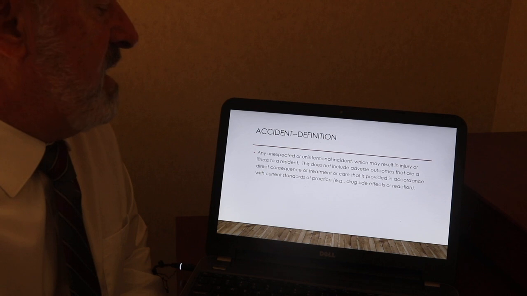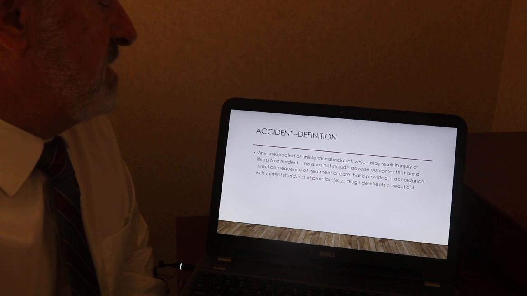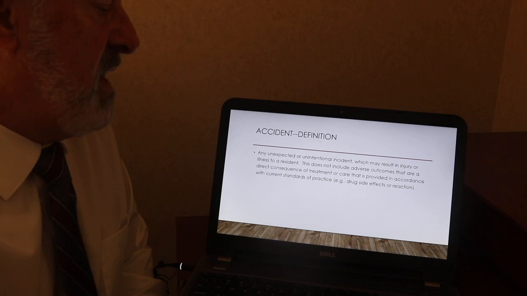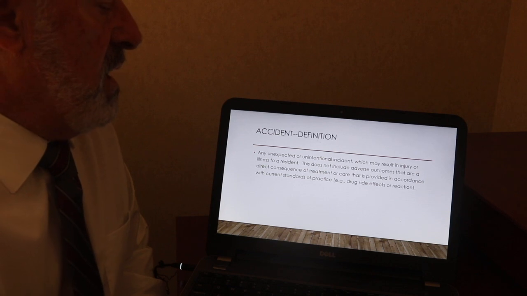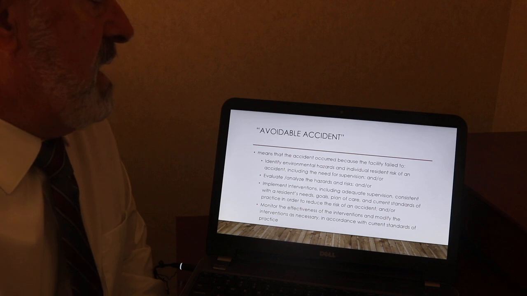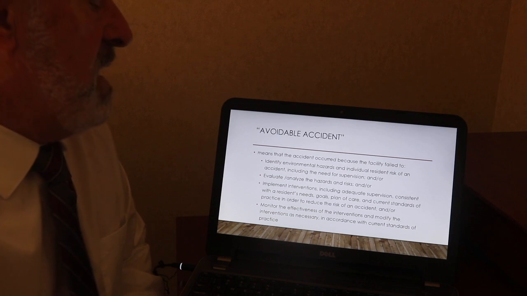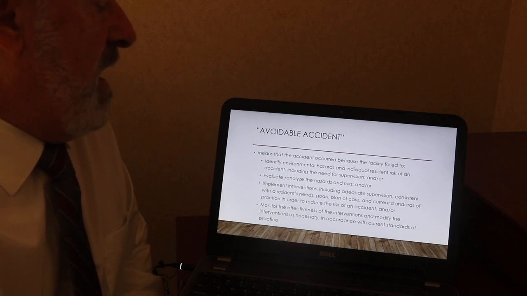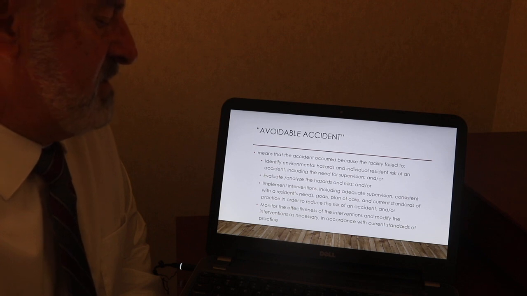An accident is an unexpected or unintentional incident which may result in injury or illness to the resident. This does not include adverse outcomes that are direct consequences of treatment or care that is provided in accordance with current standards of practice, for example, drug side effects or a reaction. Avoidable accident means that it occurred because the facility failed to identify the environmental hazard, failed to evaluate and analyze the hazard, failed to implement interventions, and failed to monitor the effectiveness.